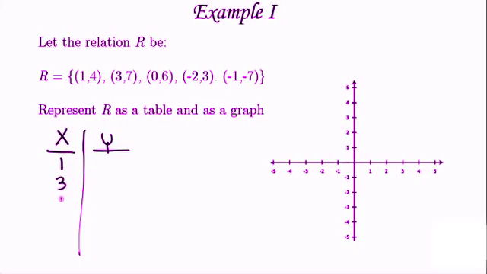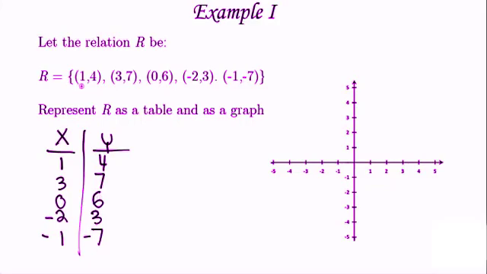1, 3, 0, -2, and -1. For my second values, I'm going to have 4, 7, 6, 3, and -7. So that is this relation represented as a table.